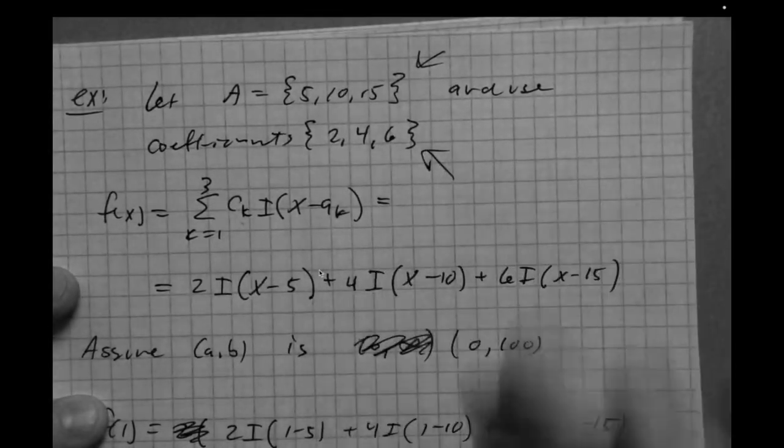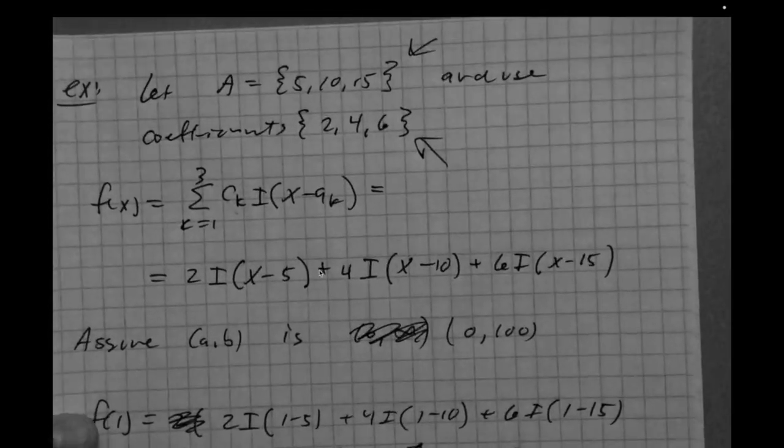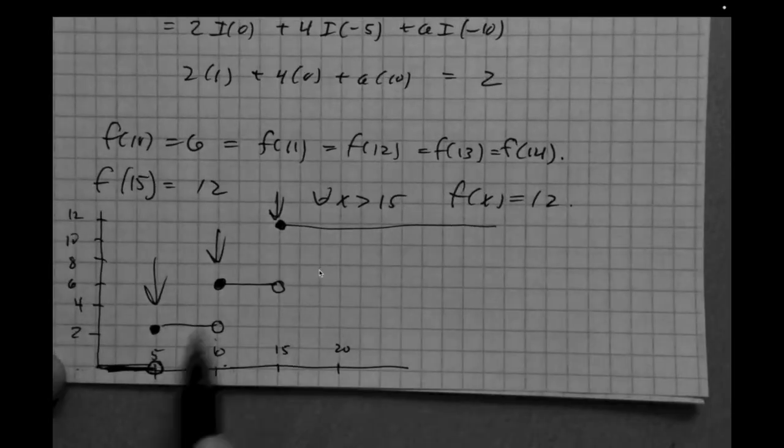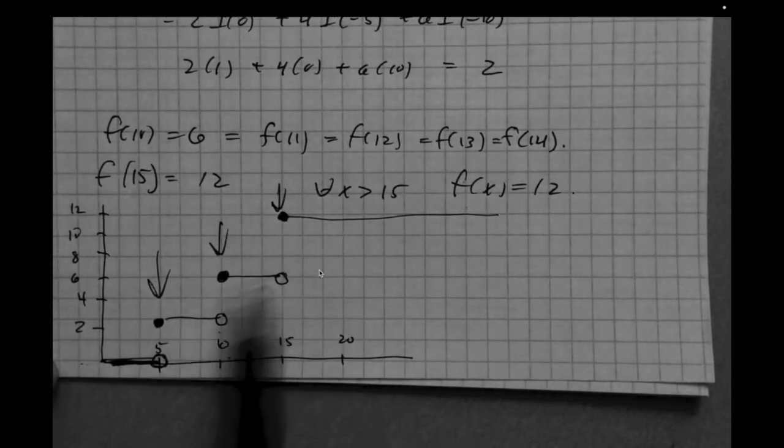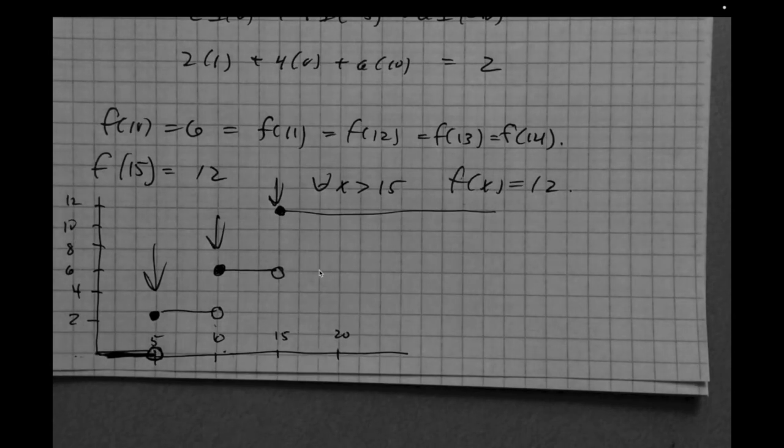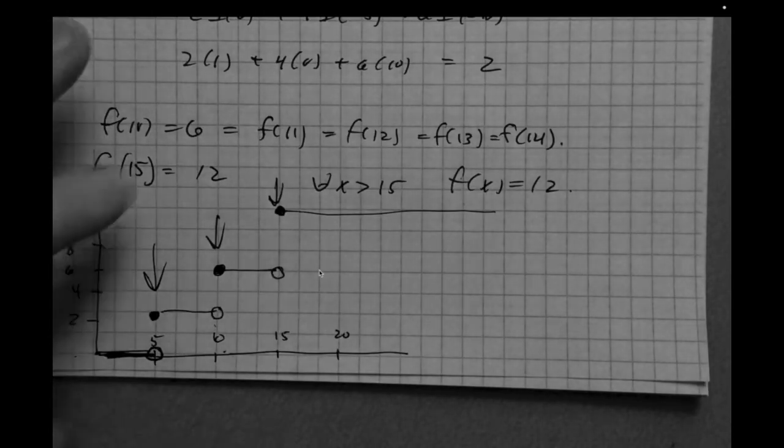Now the choice of coefficients is completely arbitrary, it doesn't matter. You can just see that it jumped up to 2, and then jumped up to 4, and then jumped up to 6. The coefficients will drive what the jumps look like. Okay, so that is an example of this kind of function.